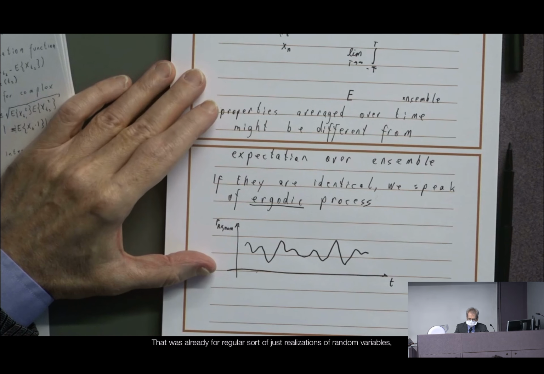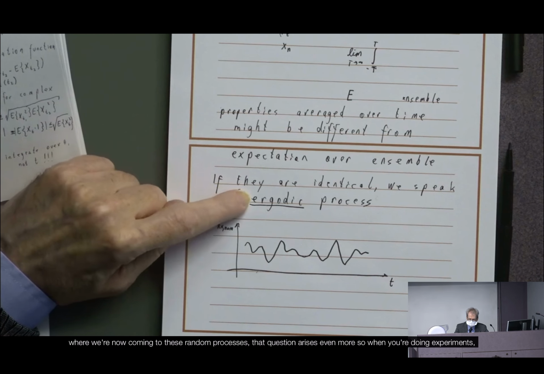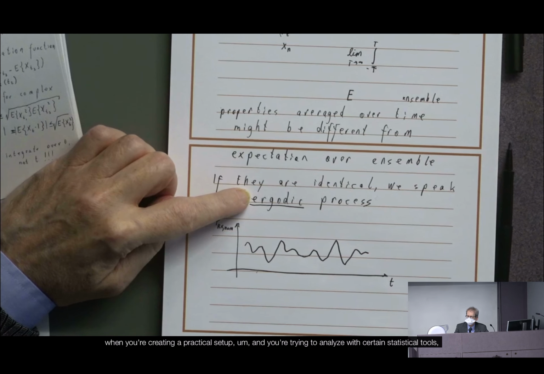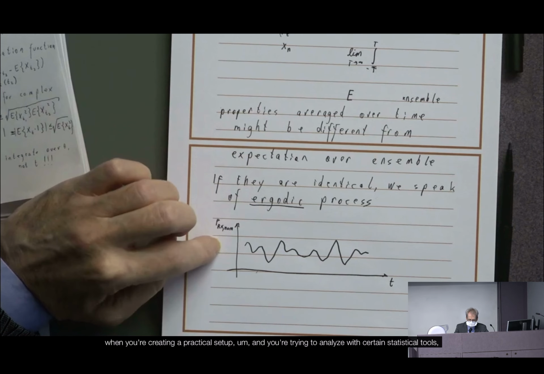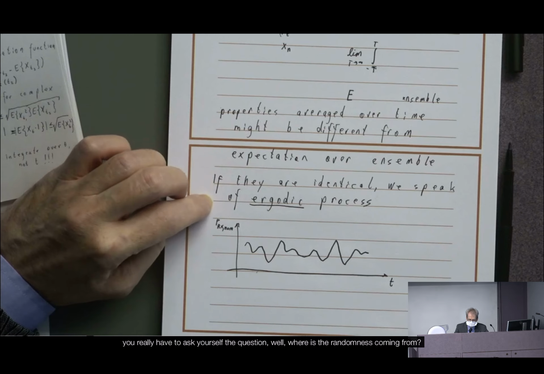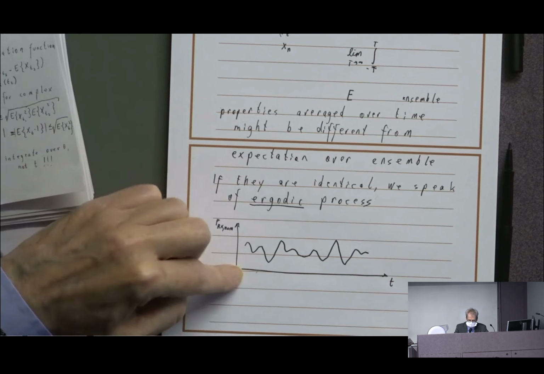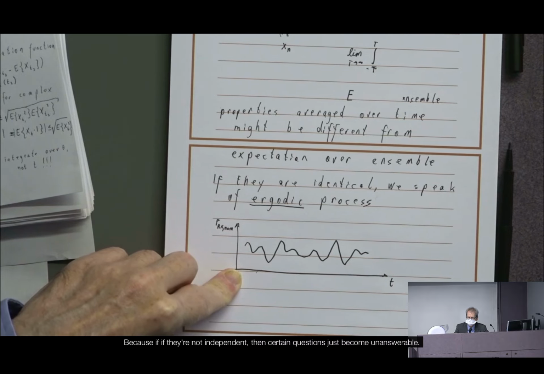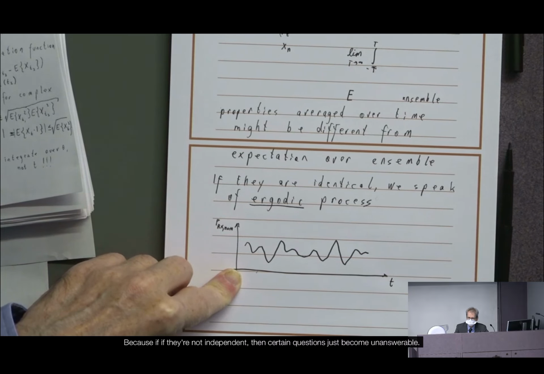That was already for regular realizations of random variables. When we're now coming to these random processes, that question arises even more. So when you're doing experiments, when you're creating a practical setup, and you're trying to analyze with certain statistical tools, you really have to ask yourself the question, well, where is the randomness coming from? Do I have time and ensemble to be independent of each other or not? Because if they're not independent, then certain questions just become unanswerable.